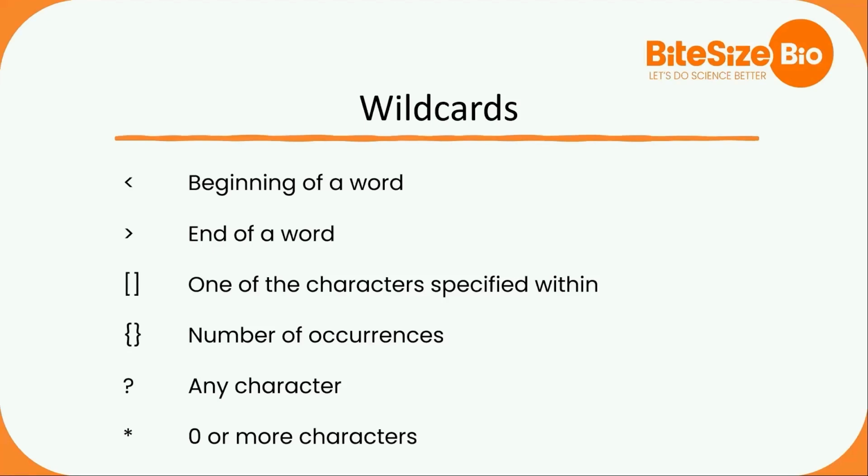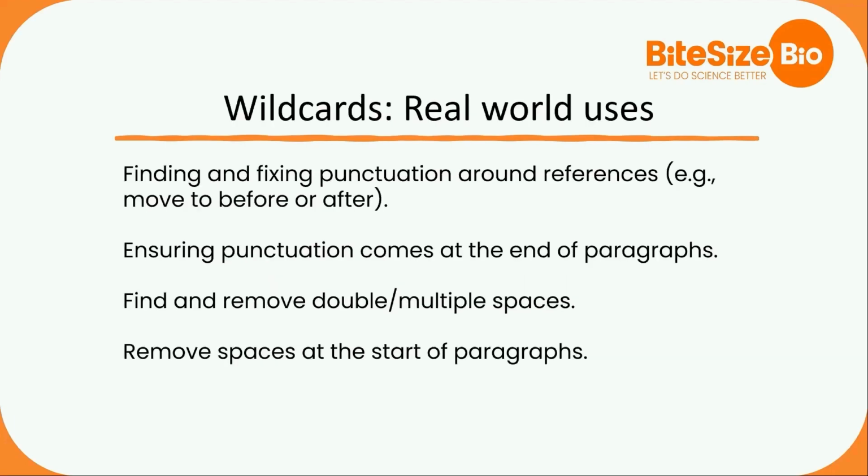So there are lots of ways that you can use wildcards to aid in editing. I've shown you one there with the abbreviations, but there are lots more versions. For example, you can use it for finding and fixing punctuation around references. You might want to move the punctuation to before the reference, citation in text, or after, depending on the style. That is, again, easily done by wildcards.